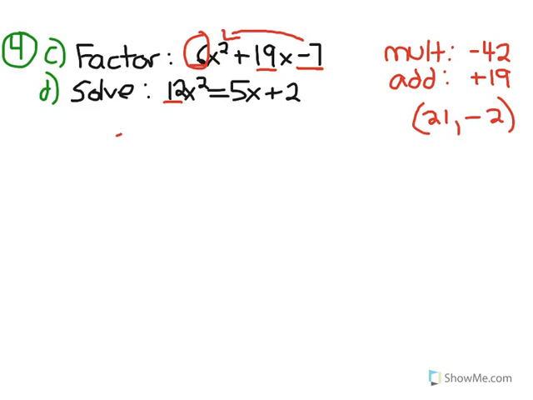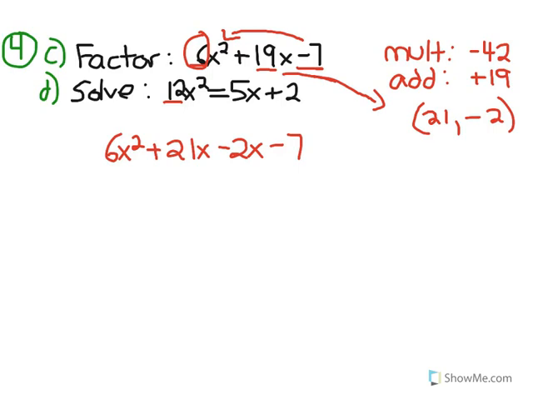So now we rewrite the equation, except instead of plus 19x in the middle, we're going to break that up into the two numbers we just found. So it's plus 21x minus 2x. And then the minus 7 is the same. So all we've done is we've broken that plus 19 into plus 21 and negative 2. We haven't changed anything, we've just sort of broken it up.